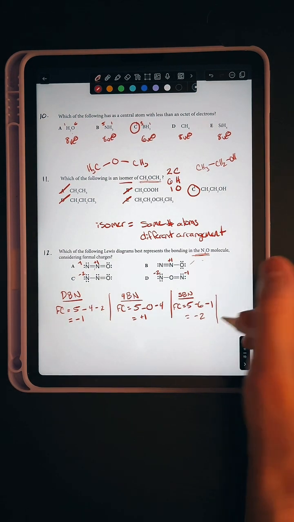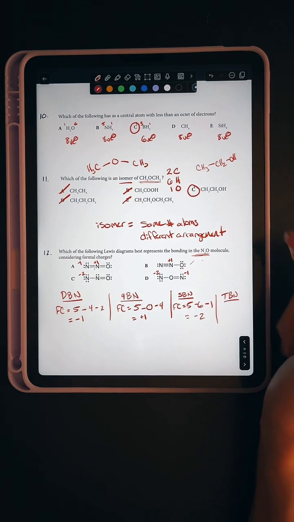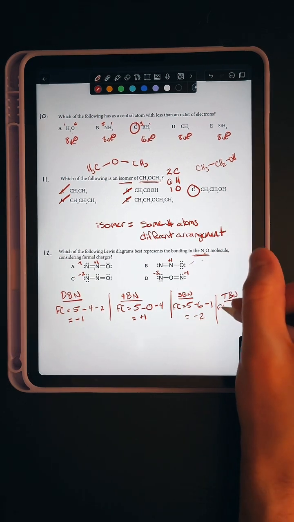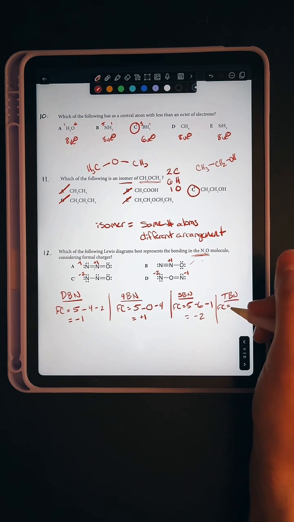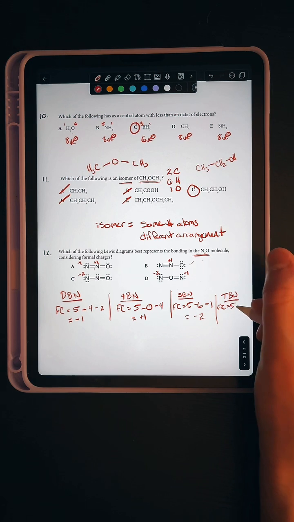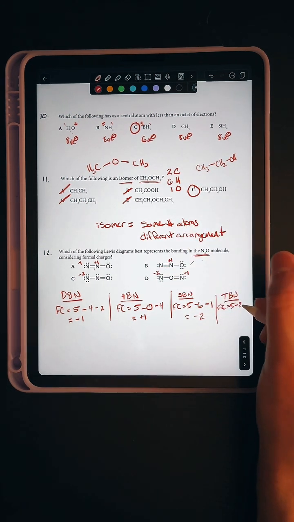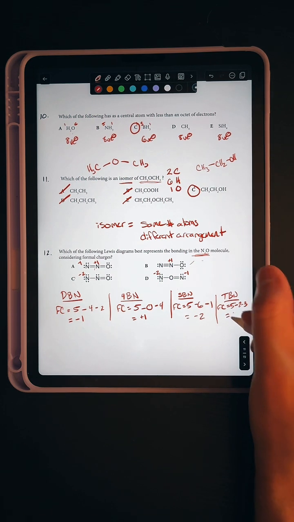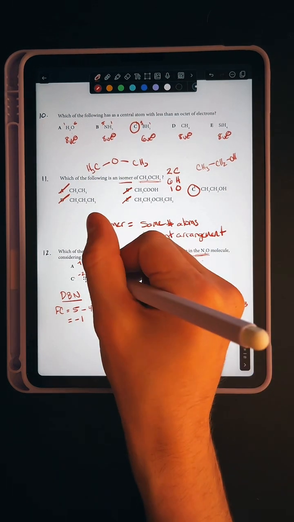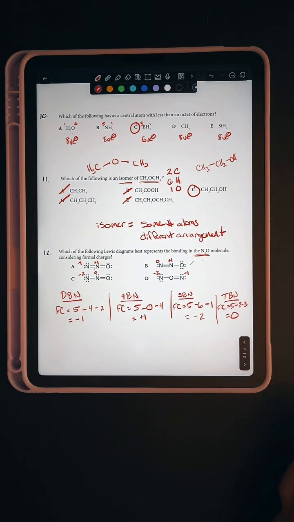There's one more type of nitrogen, and that's a triple bond nitrogen. That gives us a formal charge equaling, this is a lot of work for this question, 5 minus, we have 2 lone electrons, minus 3 bonds, giving us a formal charge of 0. So anytime we have 3 bonds on a nitrogen, that's going to be 0.